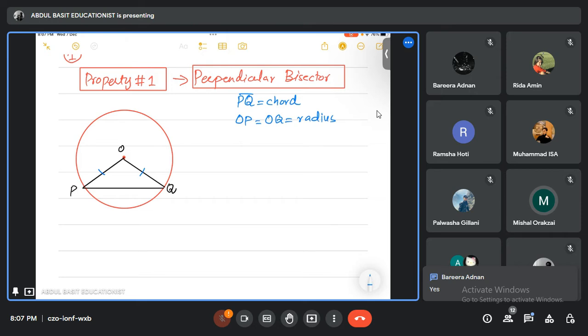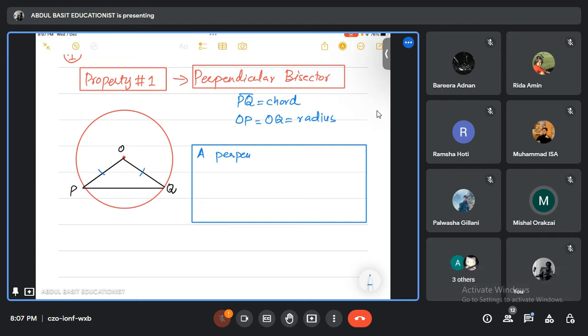Yes, sir. According to the property, what is the property now? That's the property. A perpendicular line dropped from the center of the circle will bisect the chord.